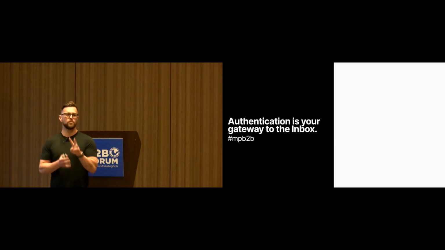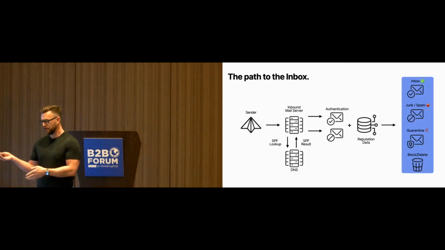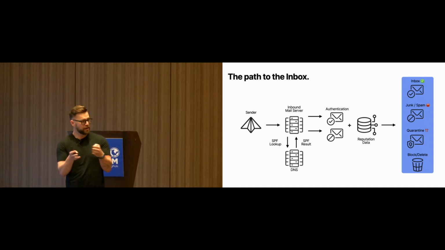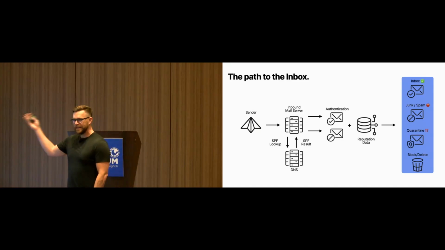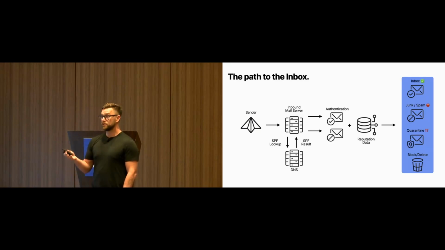Getting in the inbox is really a two-part journey, and it starts with authentication. I have shown this graphic many a year, but it continues to serve a purpose of making sure you understand how email gets, the journey that it makes, and how it gets into the inbox. You send your email campaign, it hits what's called an inbound mail server, and it does a couple of things, but the first thing it's looking for is authentication protocols.